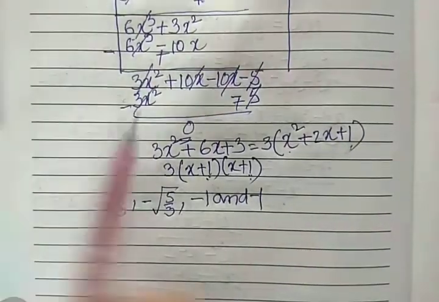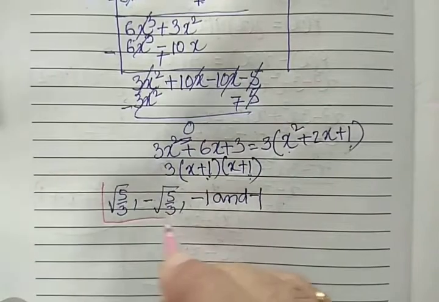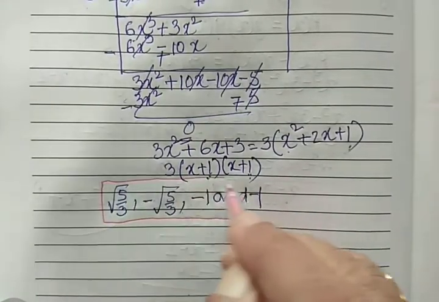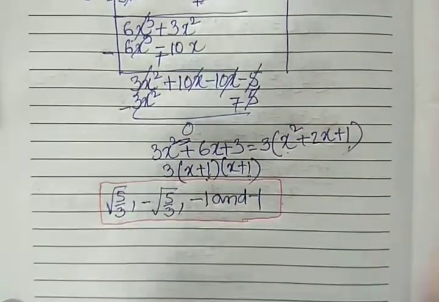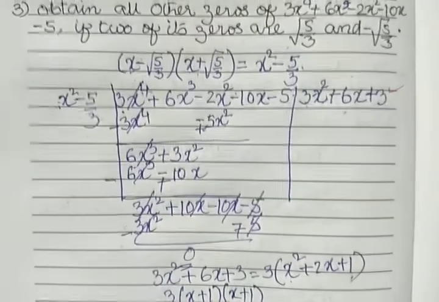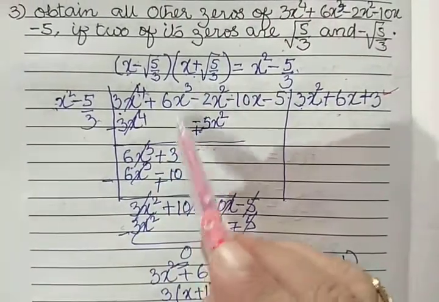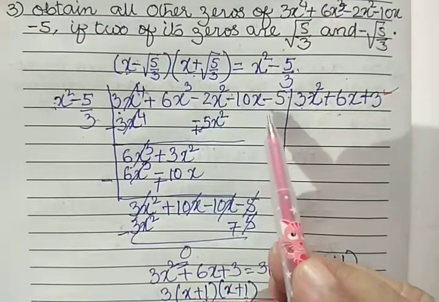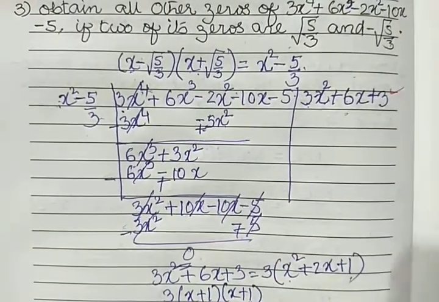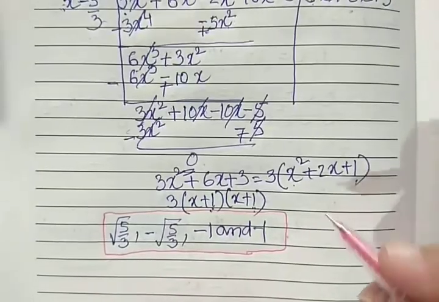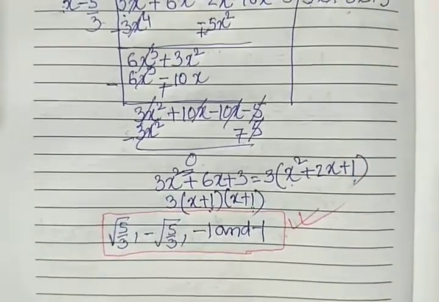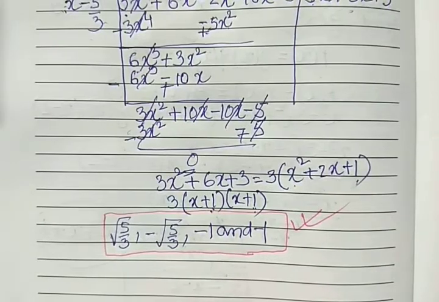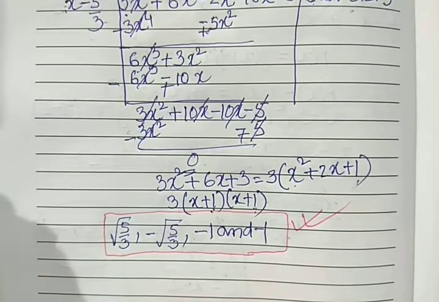These 4 are the zeros of the given polynomial x to the power of 4 plus 6x cube minus 2x square minus 10x minus 5. Understood? So, I think you understood how to solve this type of a question.